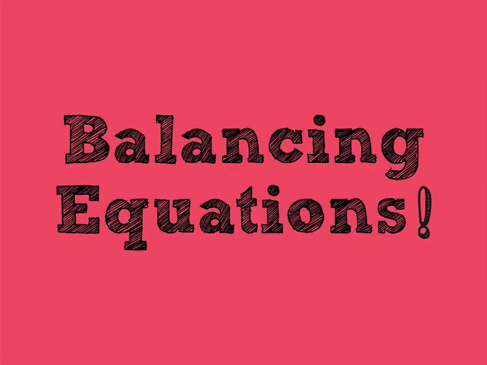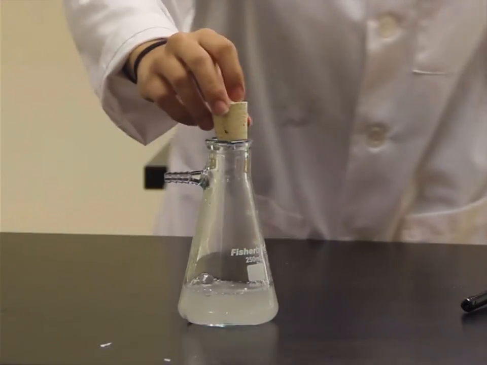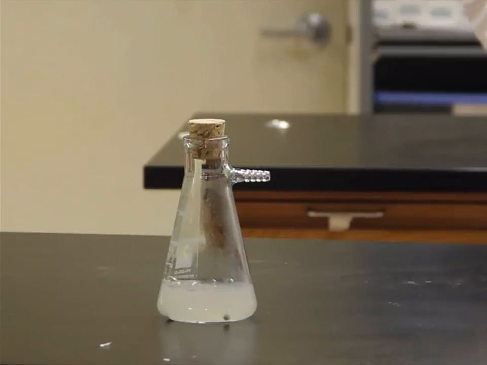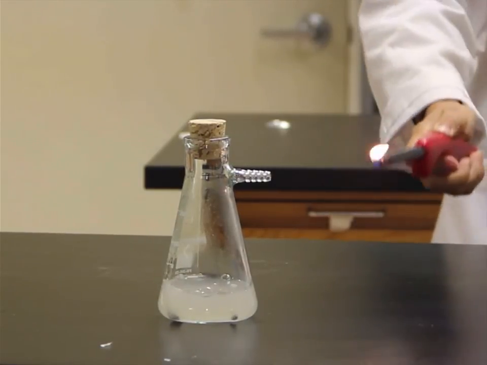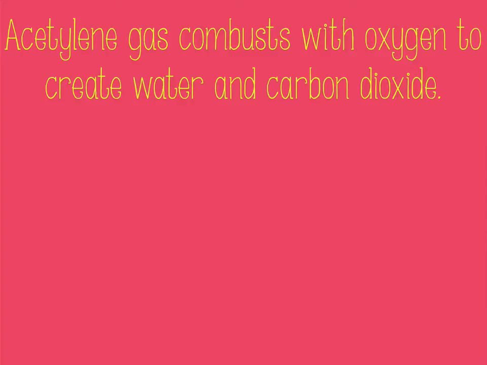Let's go through the basics for balancing equations. I like explosions, so let's start with a reaction. Acetylene gas combusts with oxygen to create water and carbon dioxide. Also, it's awesome. Start by writing the skeleton equation, or unbalanced equation, from the sentence.